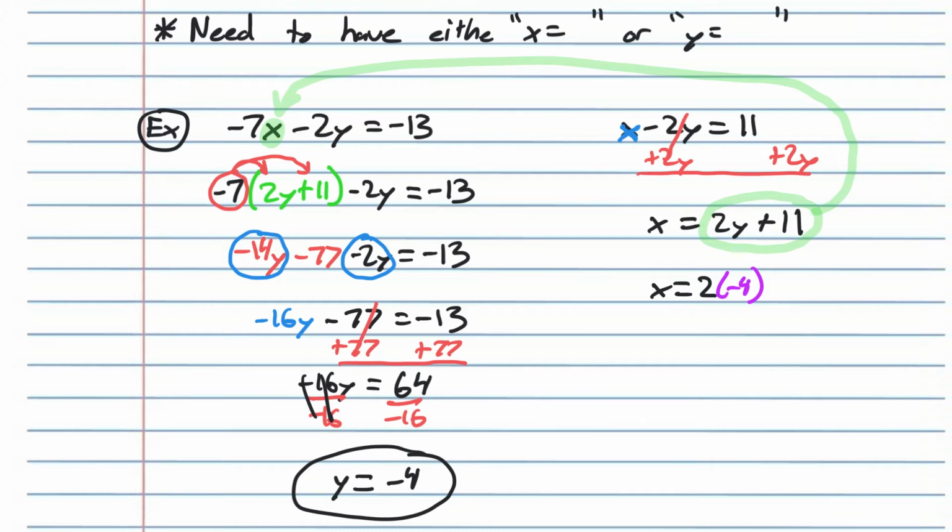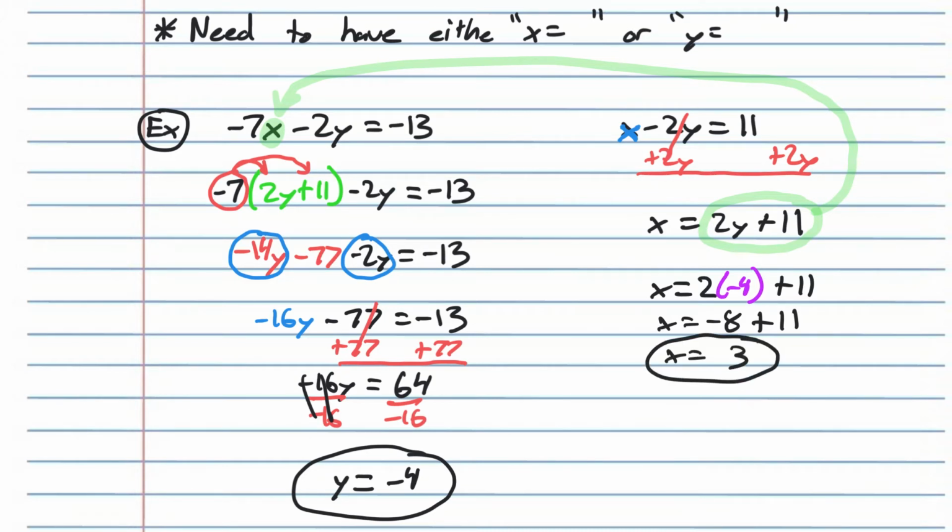plus 11. This one's a lot easier. 2 times negative 4 is negative 8, and negative 8 plus 11 is 3. So that's the other part of our answer.